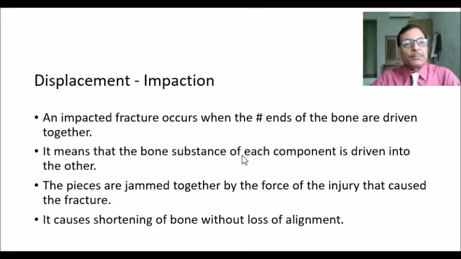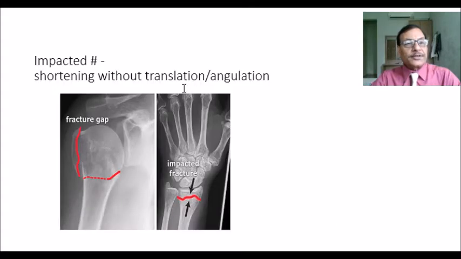Impaction means the bone substance of each component of the fracture is driven into the other and the pieces are jammed together by the force of the injury. This causes shortening without loss of alignment. So there is no displacement either in the form of translation or angulation or rotation, but there is a shortening, and this case is impaction.